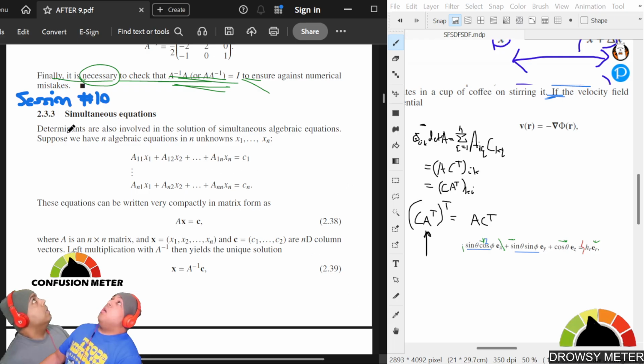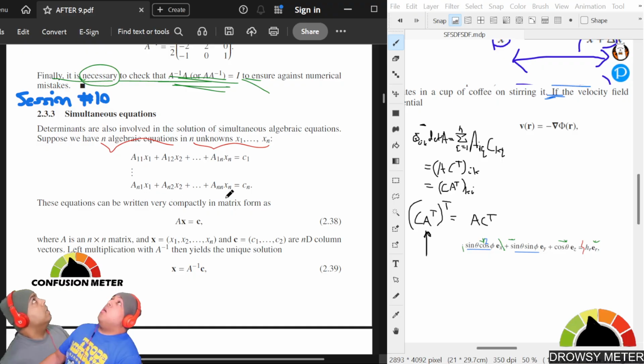Simultaneous equations. Determinants are also involved in the solution of simultaneous algebraic equations. If we have n equations with n unknowns, it's solvable.